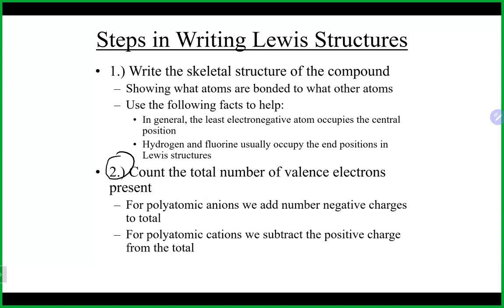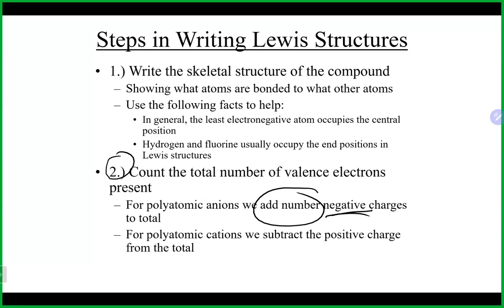Now, you could come across something that you need to draw, which are known as polyatomic ions. So the charge here is similar to what we talked about. If you have one that has a negative charge, negative means that it has gained electrons. So you need to add that charge to your total number of electrons. Otherwise, you will not have enough electrons in your picture.